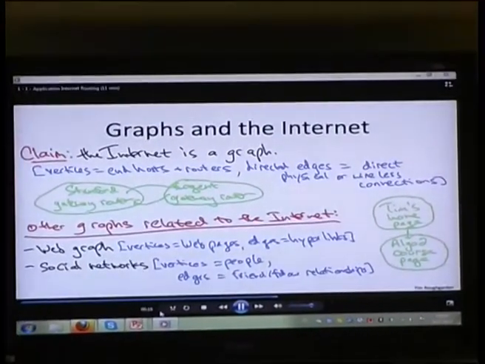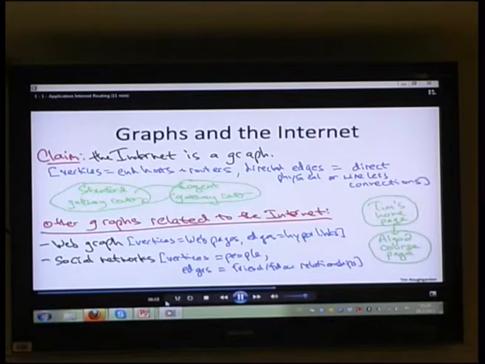So notice that different social networks may correspond to undirected or directed graphs. Facebook, for example, corresponding to an undirected graph, Twitter corresponding to a directed graph.